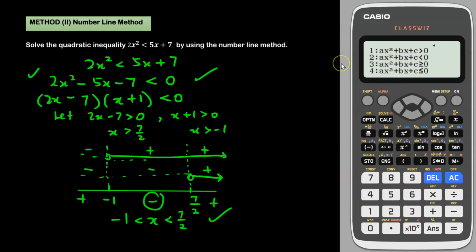And then here, because in step 2 it is less than 0, we're going to choose option 2. Now we're going to key in the values of A, B, and C. So A is 2, then equals, and then B is negative 5, and then equals, and then C is negative 7, equals. Then we press equals again. You see? Magic. So our answer is x is in between negative 1 and 7 over 2. Ta-da! This is to make sure that our answer is 100% correct.